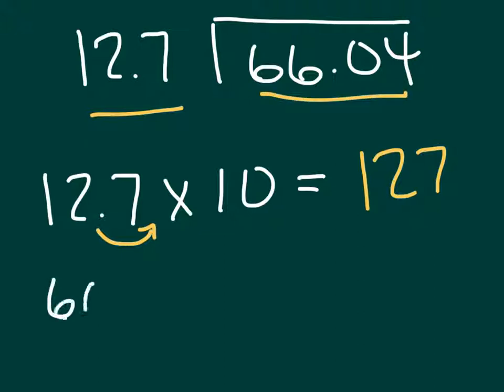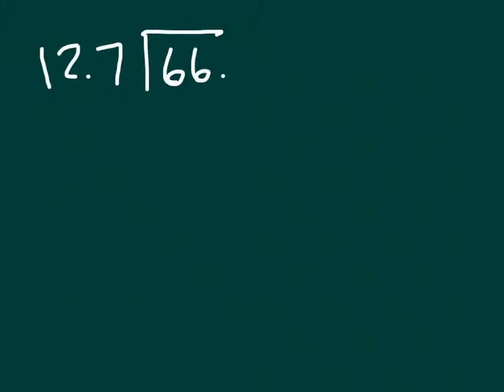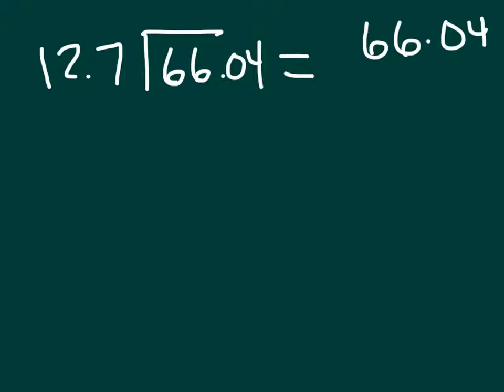So 66.04 multiplied by 10, and we move this decimal point over one position to the right, and that gives us 660.4. Okay, so now that we've moved the decimal points over, I'm just going to show this equation as a fraction just to get a better understanding. So 12.7 divided into 66.04 is the same thing as 66.04 over 12.7.